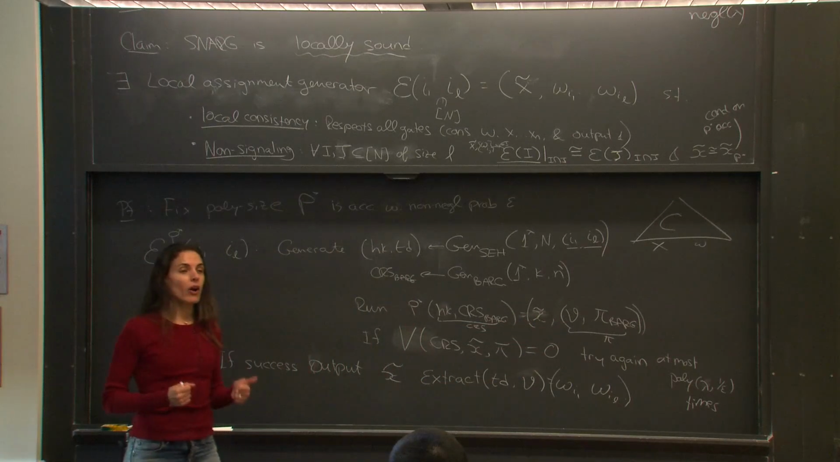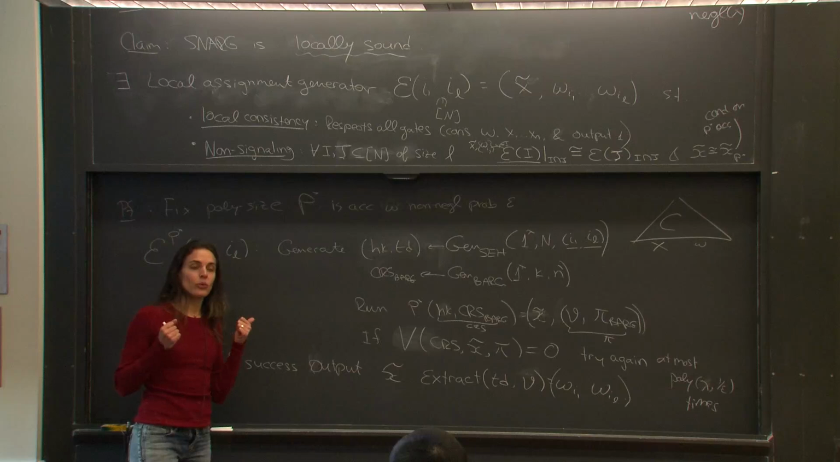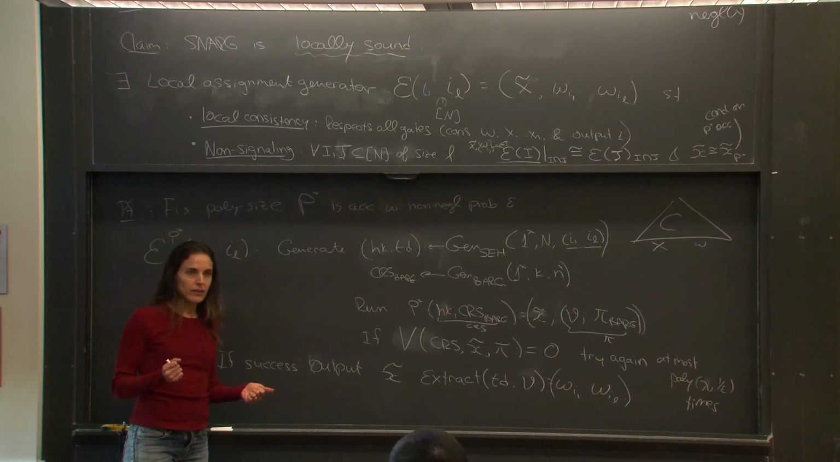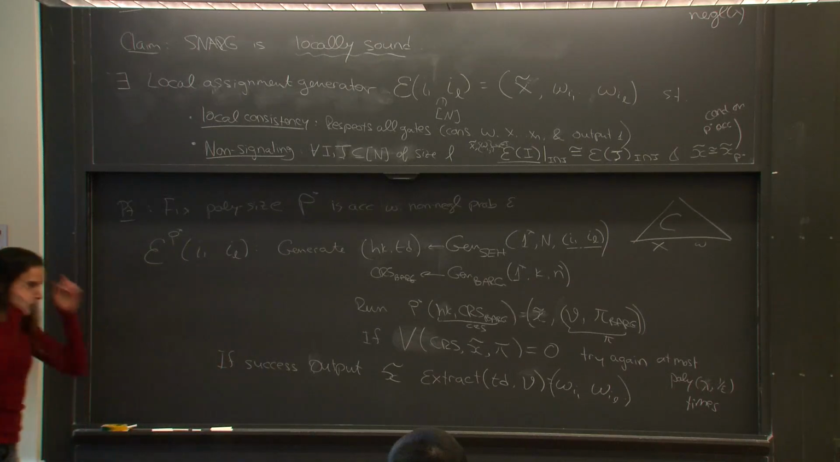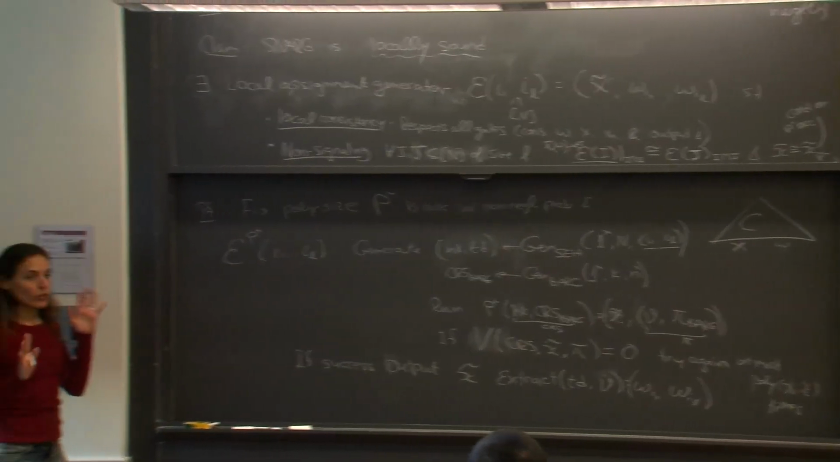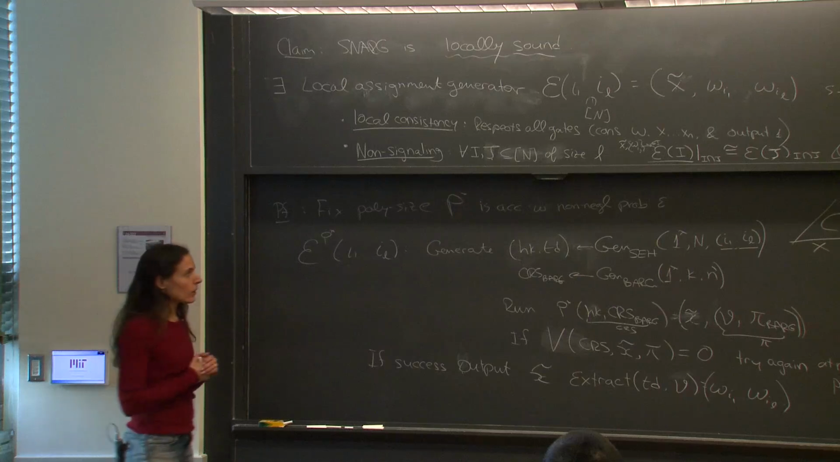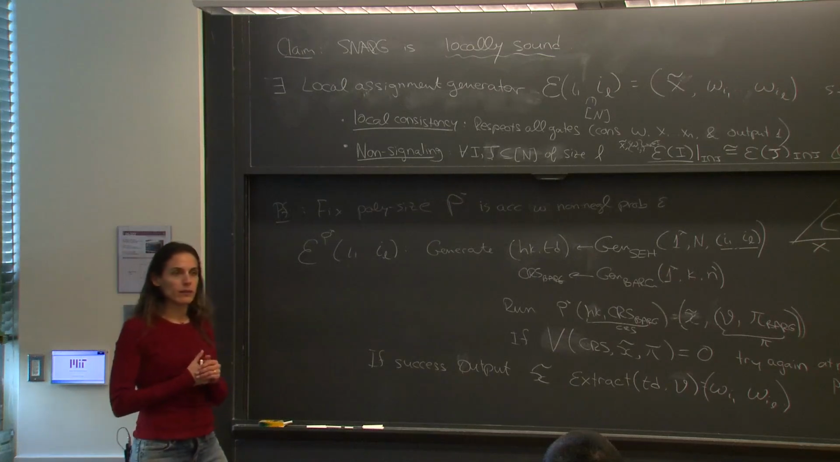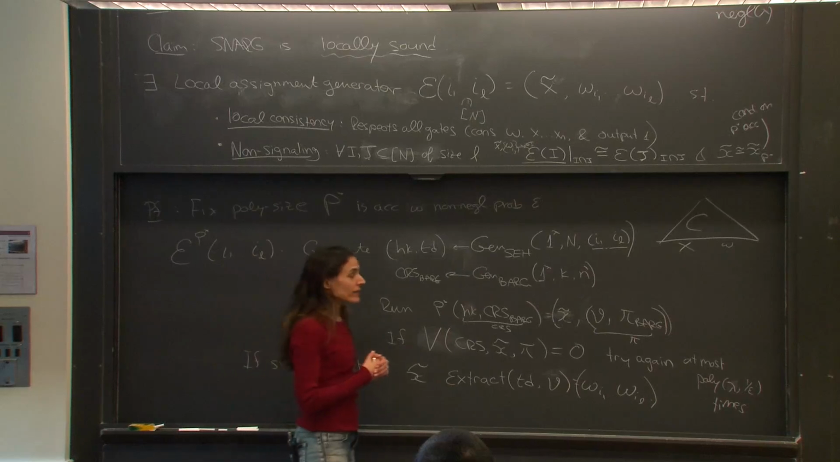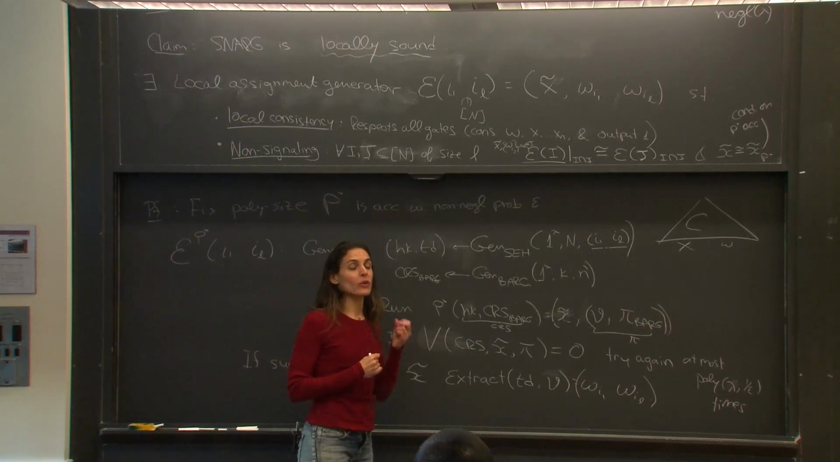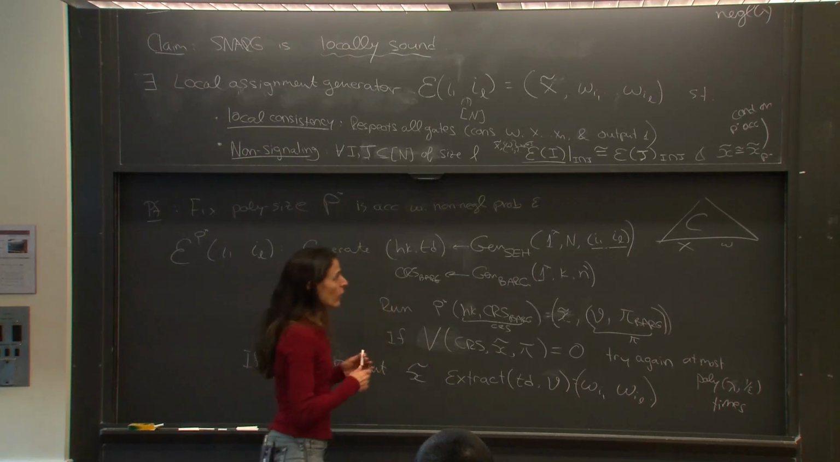Okay, so now we need to argue non-signaling, and we need to argue local consistency. Any questions before I go ahead and do it? Okay, so let's start with local consistency. Why are things locally consistent? I claim that local consistency follows from the soundness of the BARG. Let's see why this is.